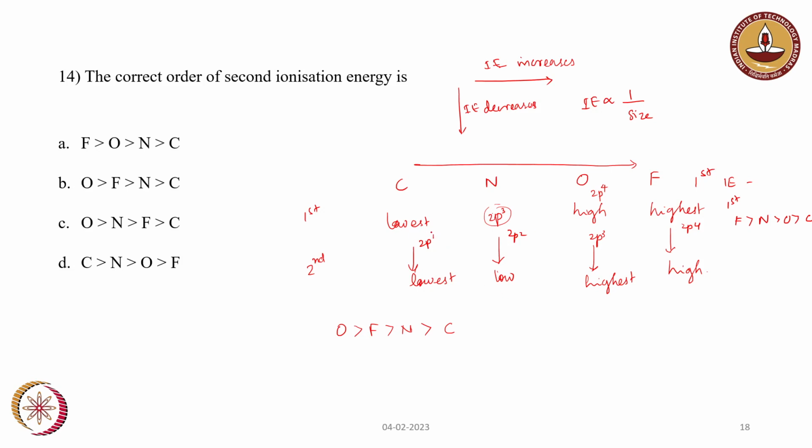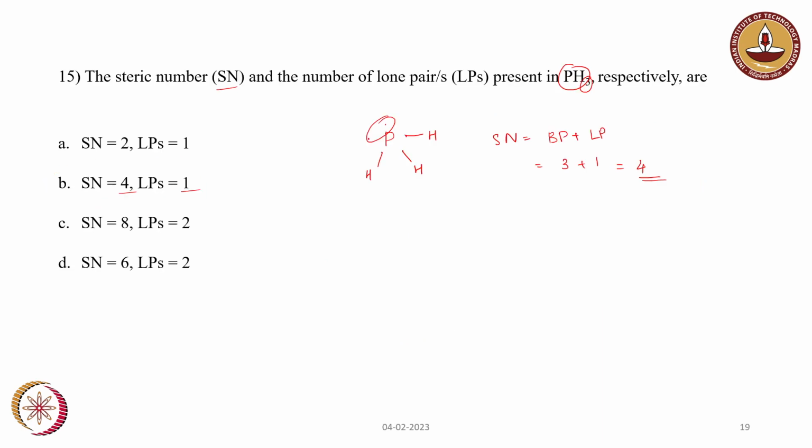So it will be easier to remove this electron in carbon, and fluorine also, it becomes easy to remove one electron, but oxygen has half-filled stability now, so it will be difficult to remove that electron compared to fluorine. So the order becomes oxygen greater than fluorine, greater than nitrogen, greater than carbon. So it's option B. And next one is steric number, finding steric number and the lone pairs of PH3.